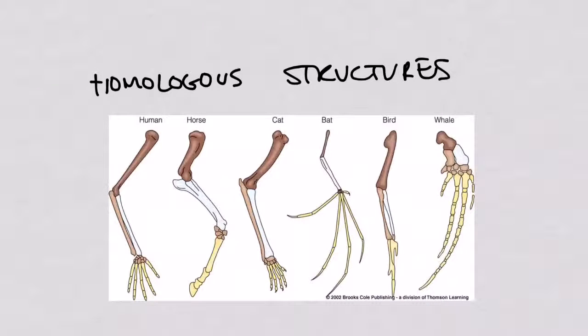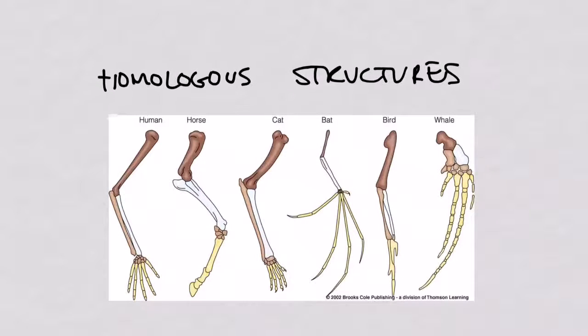Okay, so here's an example of homologous structures across a bunch of different mammals. If we were to look at the arm of a human, the foot of a horse, of a cat, a wing of a bat, a bird, and a whale, you'll see that we all share the same major bone structure. Our bones look different, but we all have these two joints.